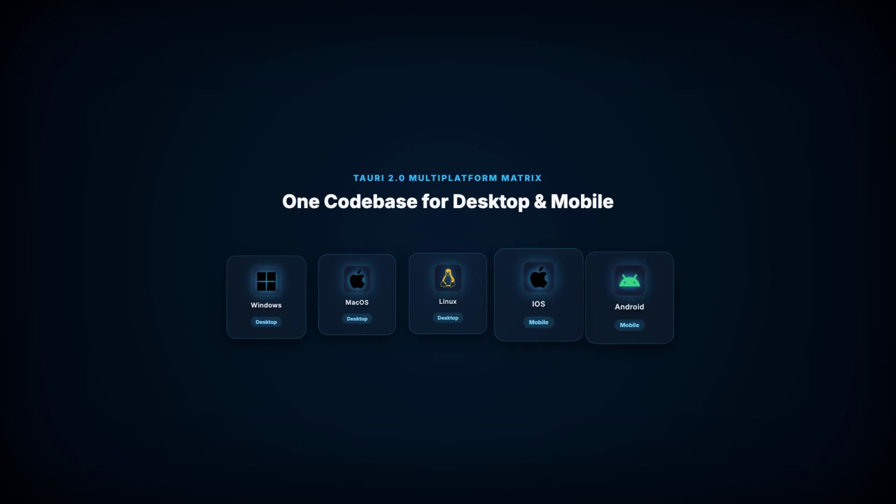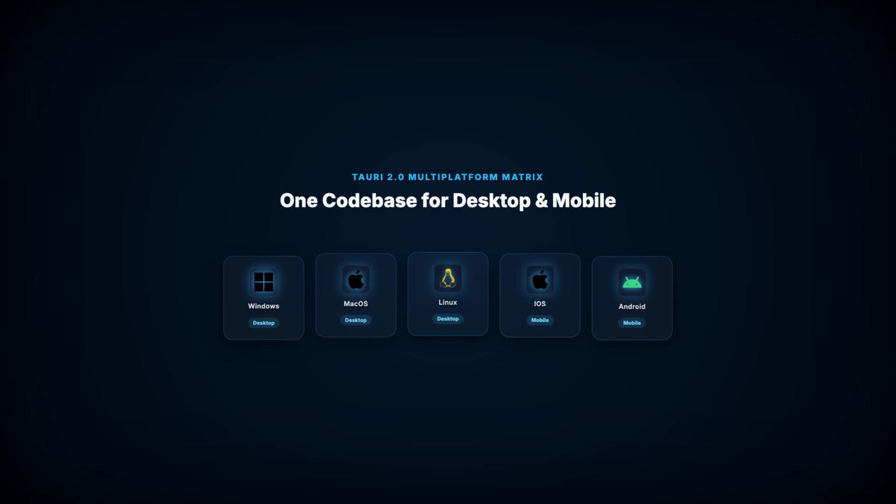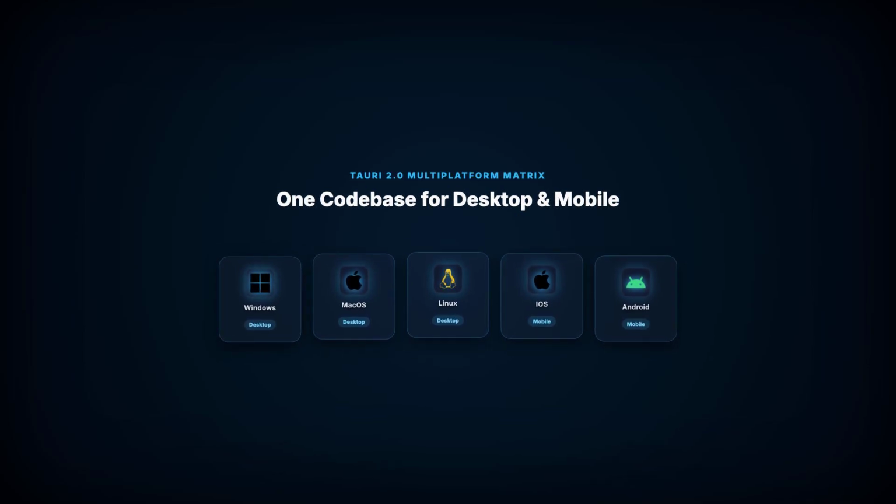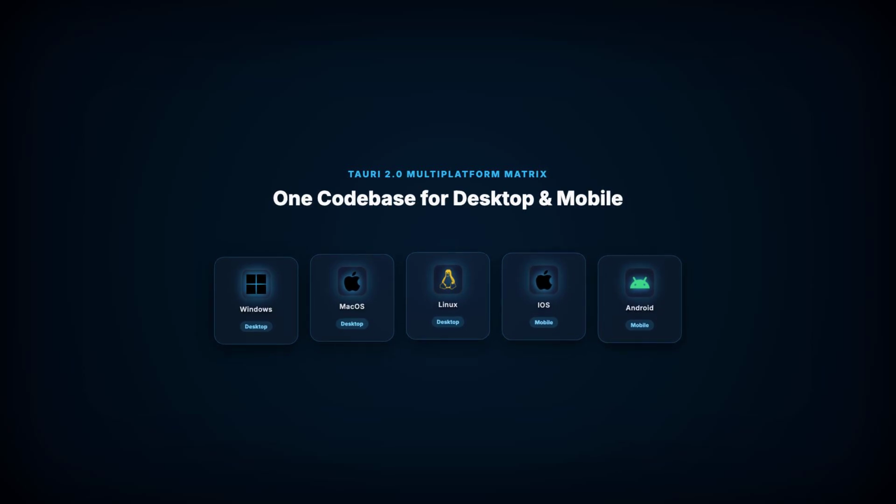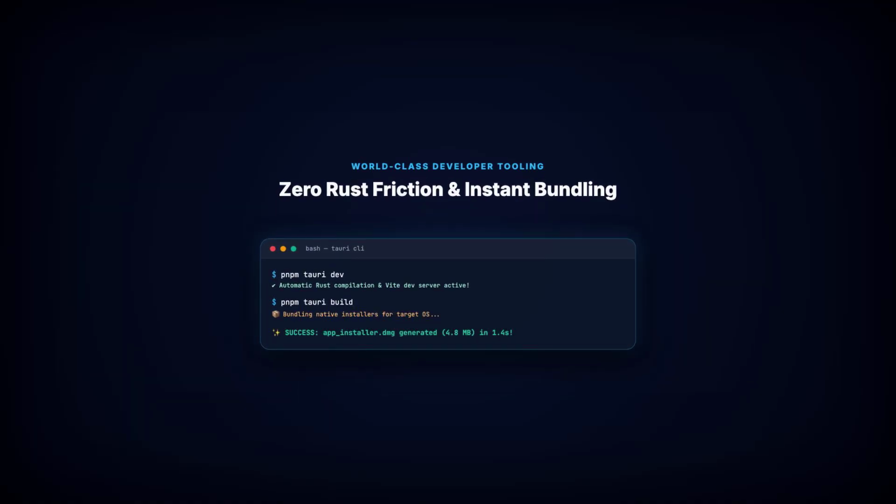And the best part with Tauri 2.0, you are no longer limited to just desktop platforms. A single Tauri codebase can now target Windows, macOS, Linux, iOS, and Android simultaneously. You write your web UI once, back it up with Rust's cross-platform power, and deploy to app stores across desktop and mobile seamlessly.